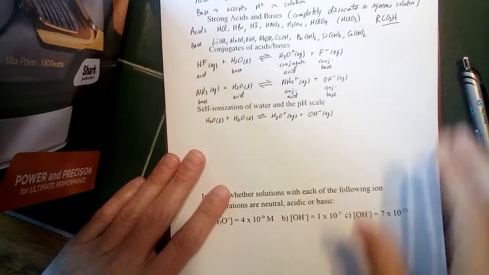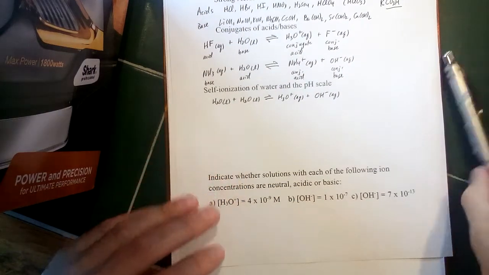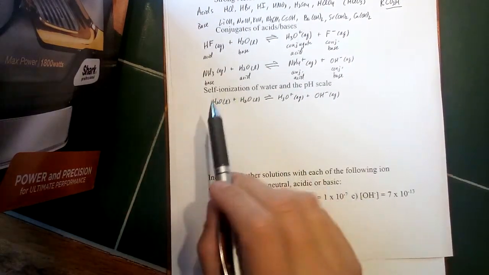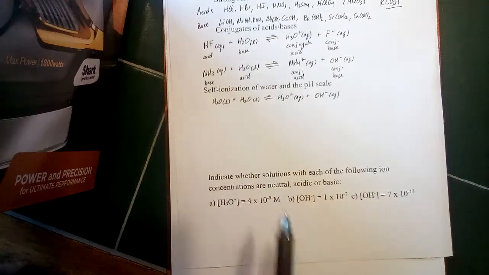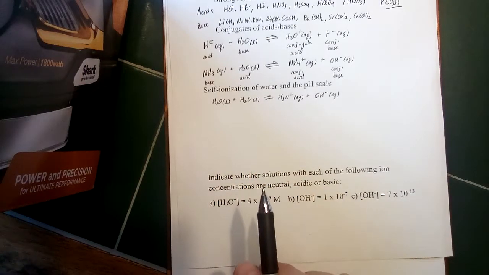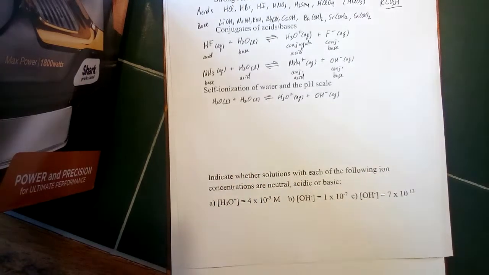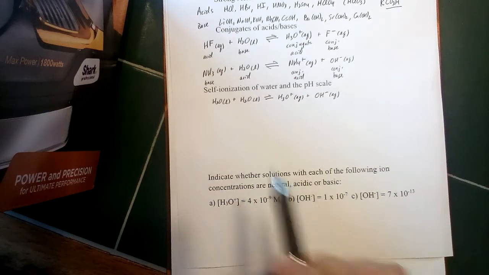Okay, continuing with this page, talking about general issues with acids and bases. The next thing we want to think about is what's called the self-ionization of water, and how this relates to the pH scale, which is how we measure the strength of the acidity or basicity of solutions.